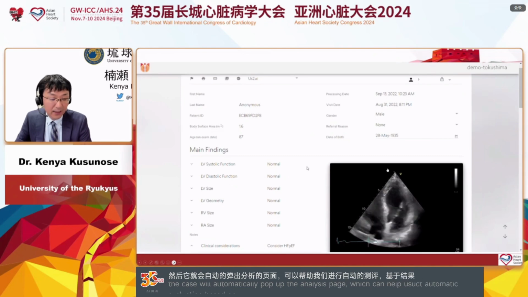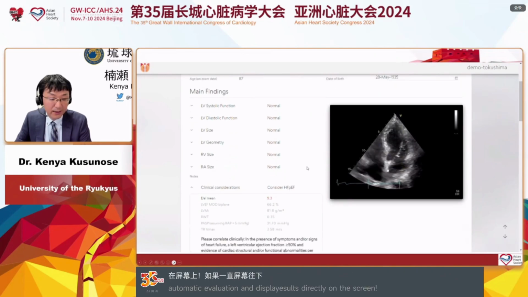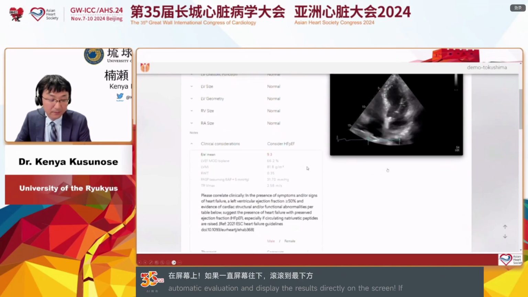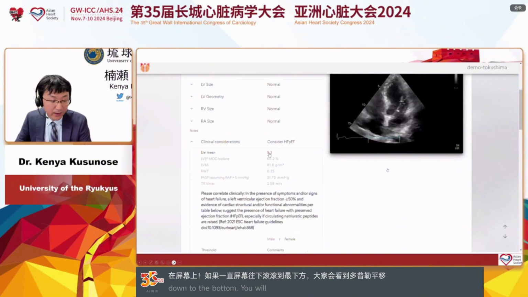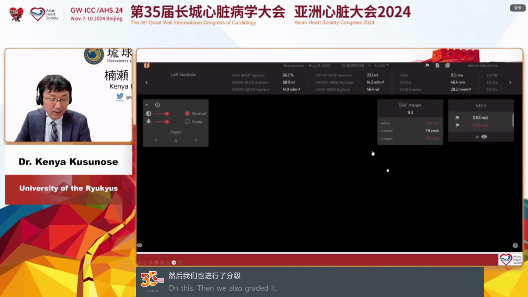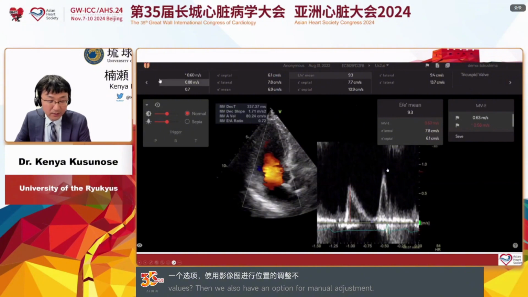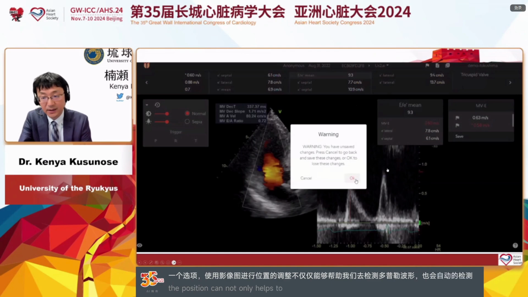If you scroll down to the bottom of the screen, you will also see a measurement for Doppler waveforms. And clicking on this will clarify where the measurements were taken. Additionally, you have the option to manually adjust the measurement location using the image. The software is capable of not only measuring Doppler waveforms, but also automatically measuring other parameters like left ventricular volumes.